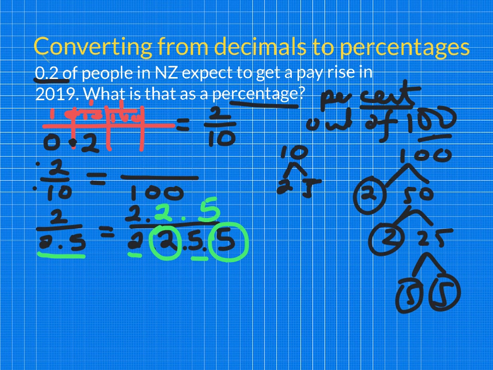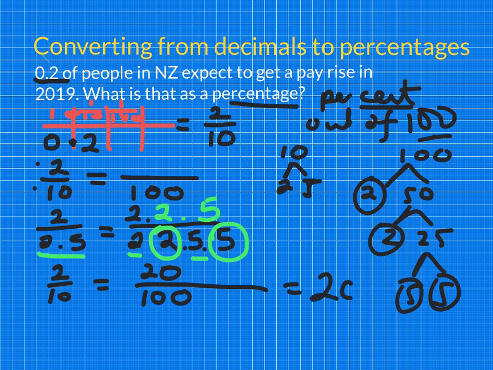So this was originally 2 over 10, and that's equivalent to 2 times 2, which is 4, 4 times 5, which is 20, and this is 2 times 2, which is 4, 4 times 5, which is 20, 20 times 5, which is 100. We kind of knew that anyway, didn't we? So that's 2 out of 10 is equivalent to 20 out of 100, and 20 out of 100 is 20%. So therefore 0.2 is the same as 20%.